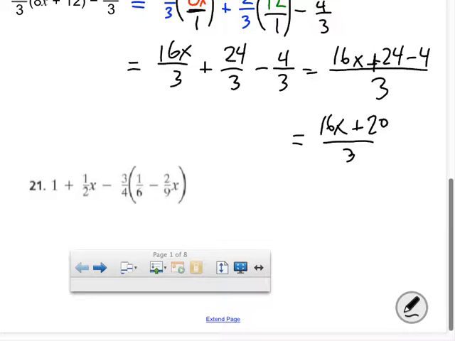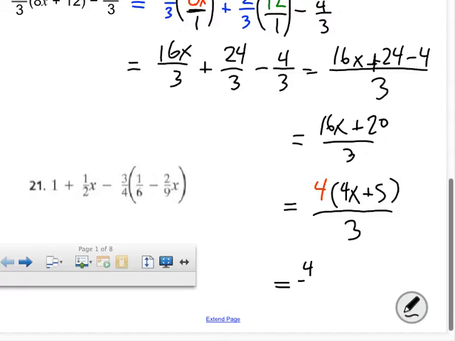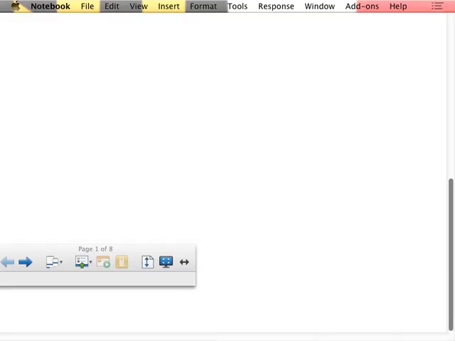I could say, you know what? I'm going to rewrite this. 16 and 20 have a GCF. What's the GCF going to be? 4. I could bring out a 4. So I got 4, and what's going to be inside my parentheses? 4x. And then this becomes a what? Plus 5. And you're pretty much done with your answer. If you want to clean it up a little bit, you can. You can rewrite it like this: 4/3, 4x plus 5, and then you're done. Okay? And that is the end of the lesson.